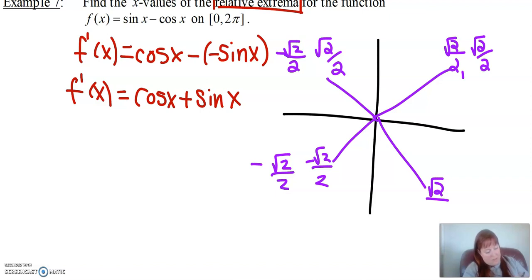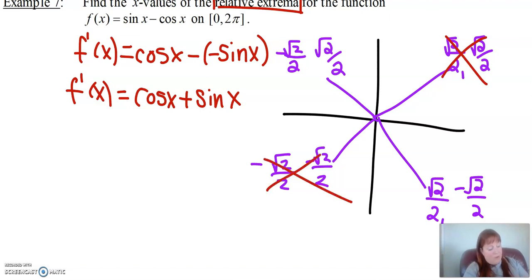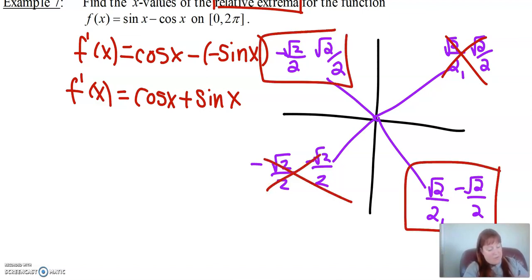Just doesn't want to write there. Let's see. There we go. And negative root 2 over 2. Okay, so we have all of these. Which ones of these, if I add them together, am I going to get 0? Well, not those and not those, because they're going to either be positive or negative. But these are opposites, right? So these are my two relative extrema. So what are these values?